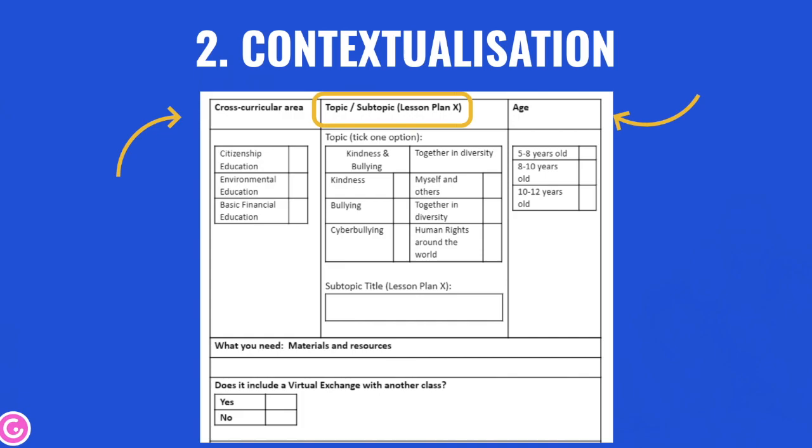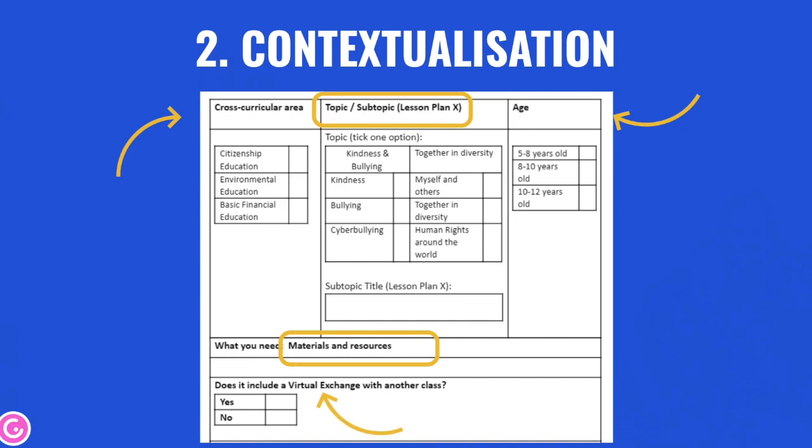Age. Students' age is included to design appropriate materials and activities. In this project, there are three age groups: from 5 to 8, from 8 to 10, and from 10 to 12 years old. Materials and resources. This subsection lists all the materials and resources that will be needed throughout the project. This way, all the teachers can see if it's useful for them.